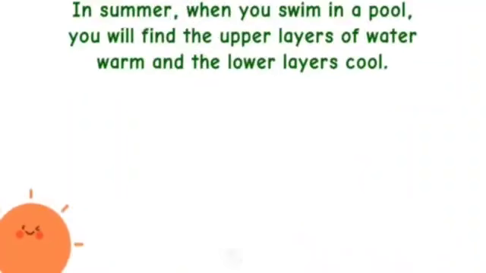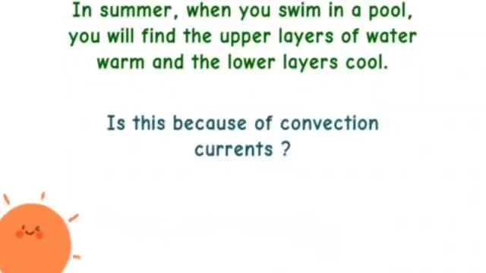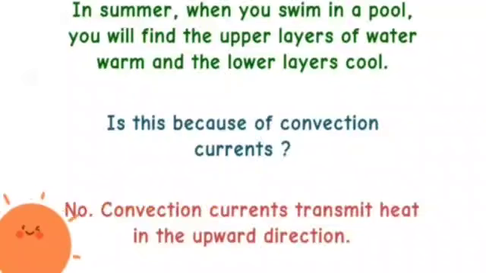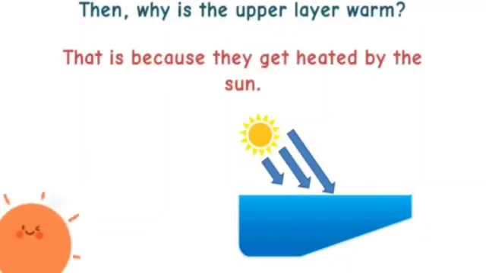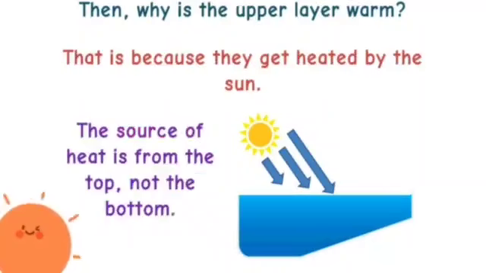In summer, when you swim in a pool, you will find the upper layers of water warm and the lower layers cool. Is this because of convection currents? No. Convection currents transmit heat in the upward direction. Then why is the upper layer warm? That is because they get heated by the sun. The source of heat is from the top, not the bottom.